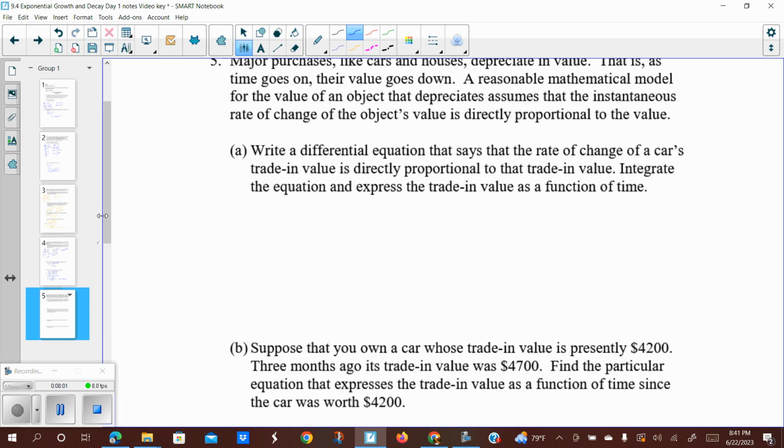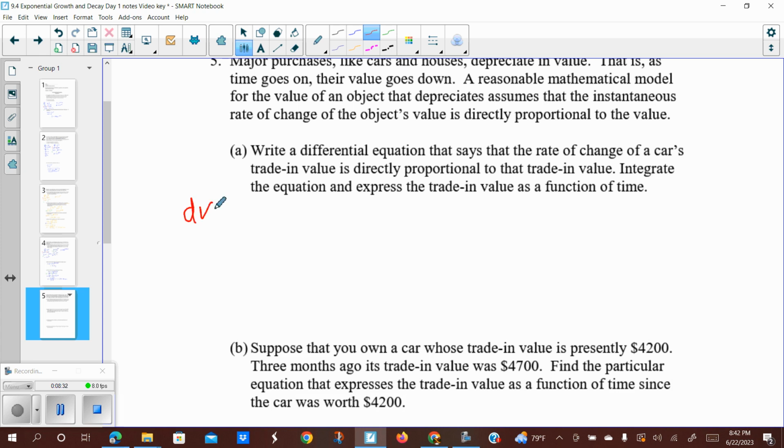Write a differential equation that says that the rate of change of the car's trade-in value is directly proportional to that trade-in value, and then we'll integrate the equation, express the trade-in value as a function of time. Again, all the same stuff. So you can call the trade-in value whatever you want to. P, V for value. Probably don't want to use T for trade-in because you're going to use a T in the denominator, although this is going to actually come up in another problem that we do. I'm just going to go ahead and use V for trade-in value.